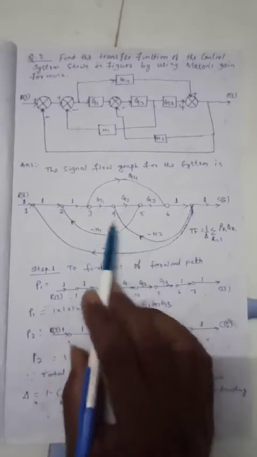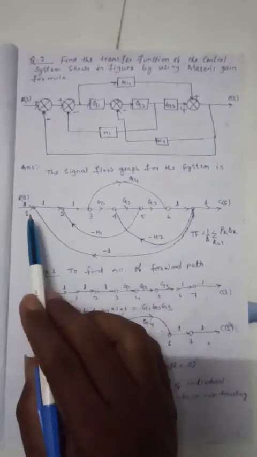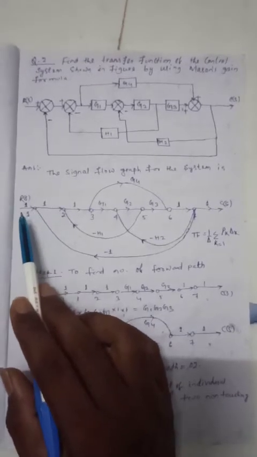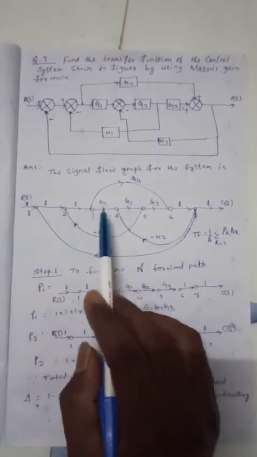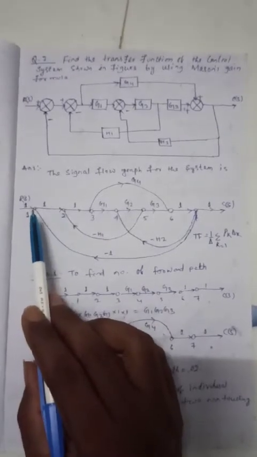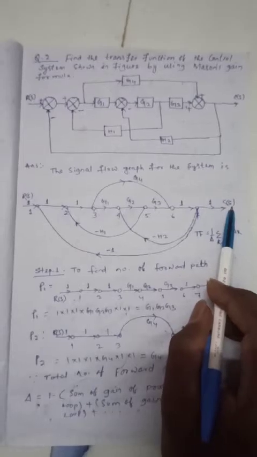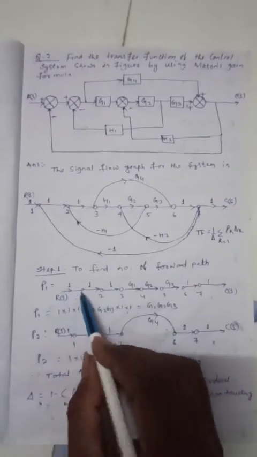We have to calculate. We have to find. Okay, so forward path means what? Forward path means the numbers of nodes are connected in a forward way. That means the signal is transmitting from the input signal to the output signal directly. Clear?